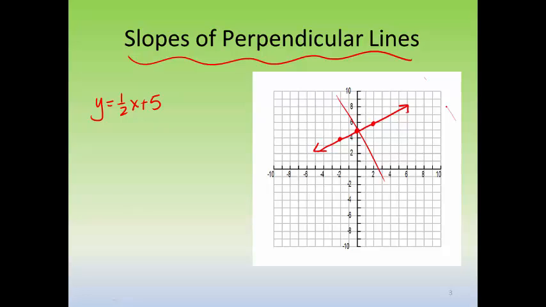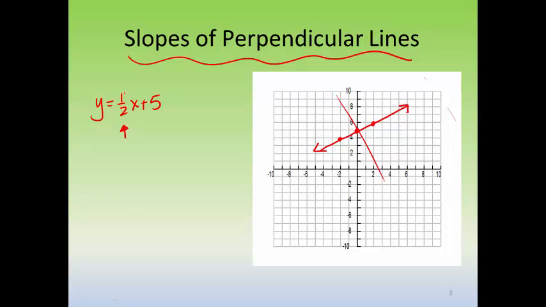So in order for them to be perpendicular, if I start with a positive slope, my perpendicular line must have a negative slope because I want them to cross. And in order for them to cross, one is going to be positive and the other is going to have a negative slope. I also want to be able to make them flip. And so perpendicular lines will have opposite reciprocal slopes. Another way of saying opposite reciprocal is having the negative reciprocal.